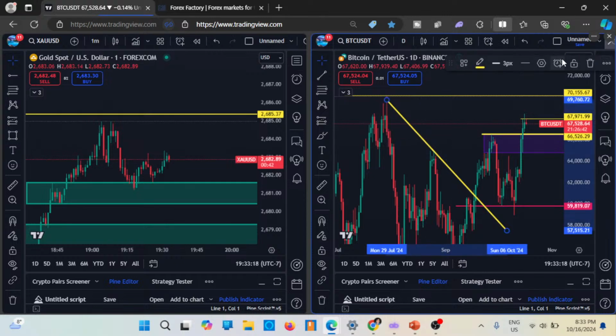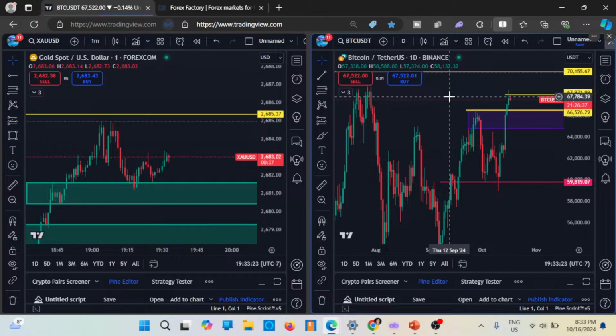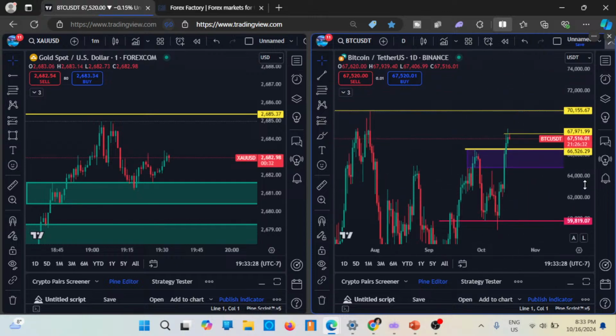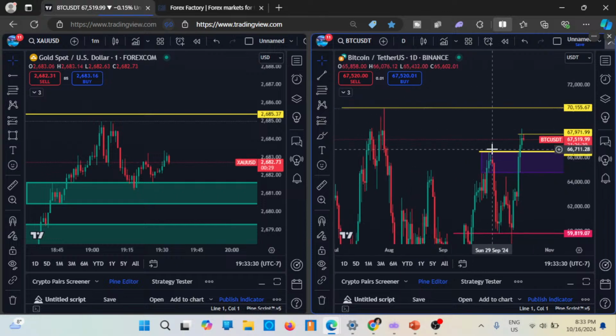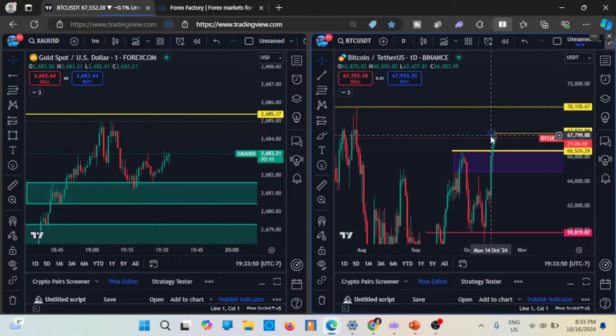So Bitcoin here, on this daily time frame, we are also in an uptrend, as you can see. And as of right now, it's pretty obvious that the price is heading to 70,000. I think that's the main target for Bitcoin on this daily time frame. Within the next few hours or tomorrow, sometime this week, we should most likely see Bitcoin around 70,000. If not, then definitely by next week, Bitcoin is going to be around 70,000.